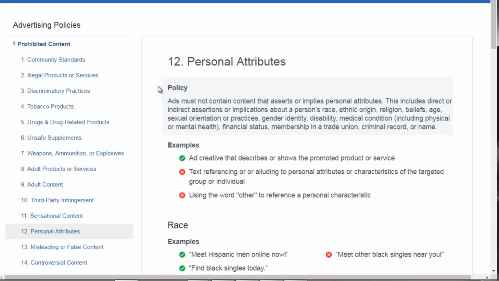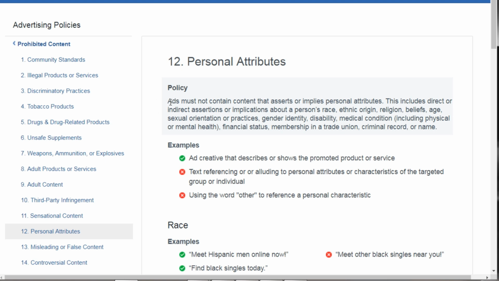Okay, so personal attributes. This is big. Basically, Facebook does not like it when you point people out and say, hey, you're this, right? So you want to be as indirect as possible. Because Facebook is so powerful in the sense that you can target people of a specific race, education, gender, age, interest, and all of that, you have to be careful.